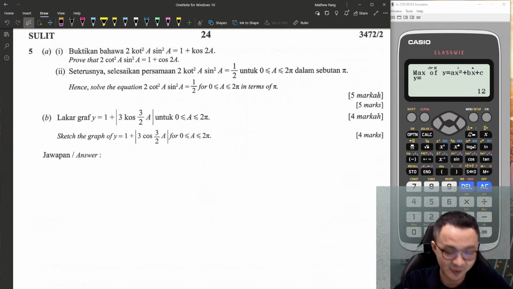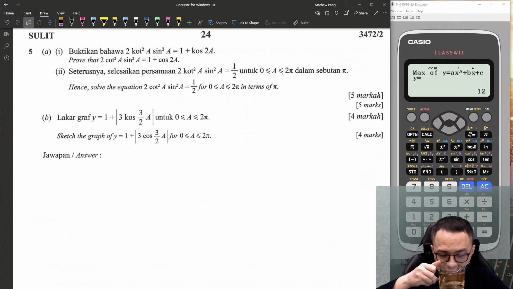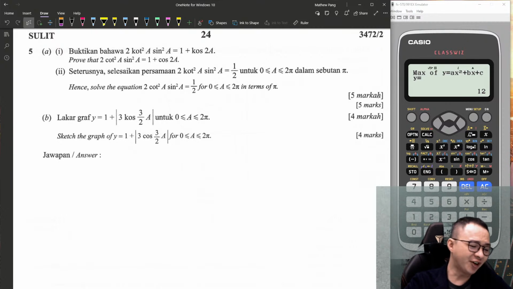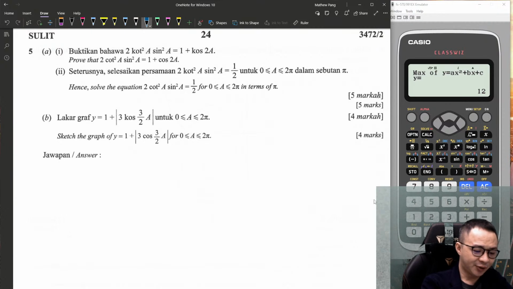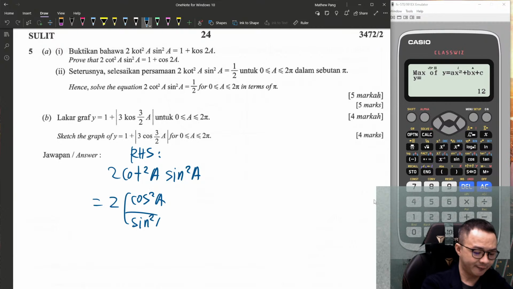Question 5. This proof question is a little bit weird, but never mind, let's do it. Okay, 2 cotangent squared A sine squared A. Okay, let's start from this side. It doesn't matter. I want to get 1 plus cos 2A. So this one is called the right hand side, right? Cotangent squared A is basically cos squared A over sine squared A. This is sine squared A. I can cancel out. I get 2 cos squared A.